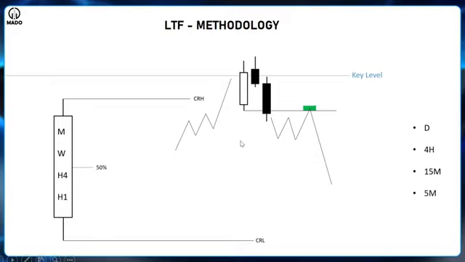Now, here's how this framework works. First, we patiently wait for the CRT high or low to be purged. Once the purge happens, we are going to identify the candle that purged the CRT, and once you find that candle, mark it out.